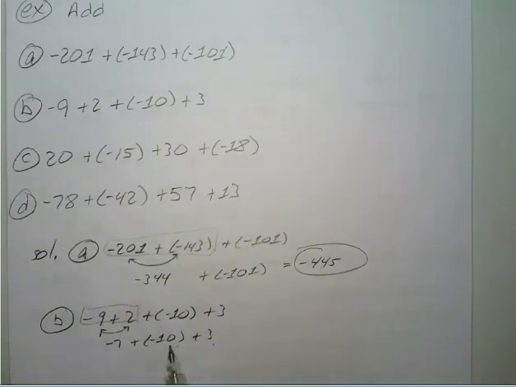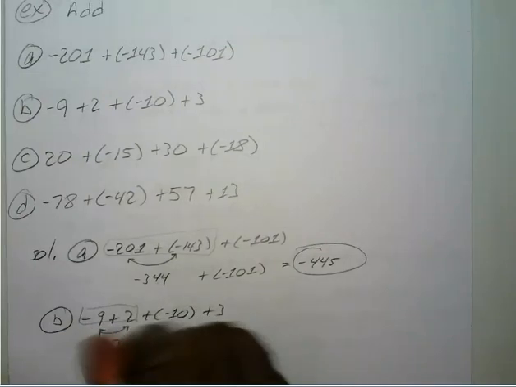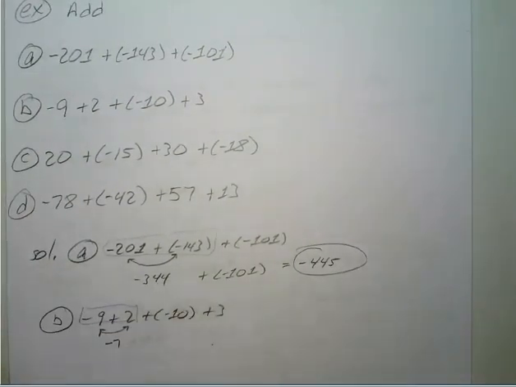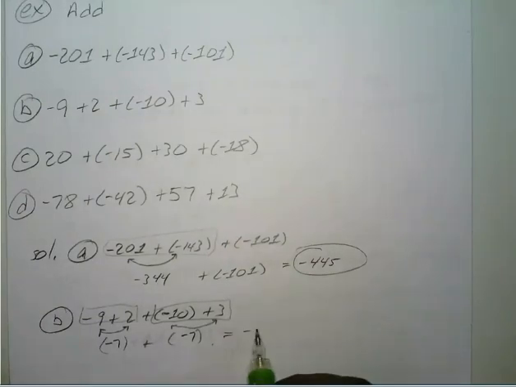Doesn't matter. Actually, what you could have done, which I'll do because it'll be a lot faster, is instead of doing it that way, you add those two together and you add these two together. So negative 10 plus 3 is also negative 7. So we end up with negative 7 plus negative 7, which is negative 14. That way's a little faster.